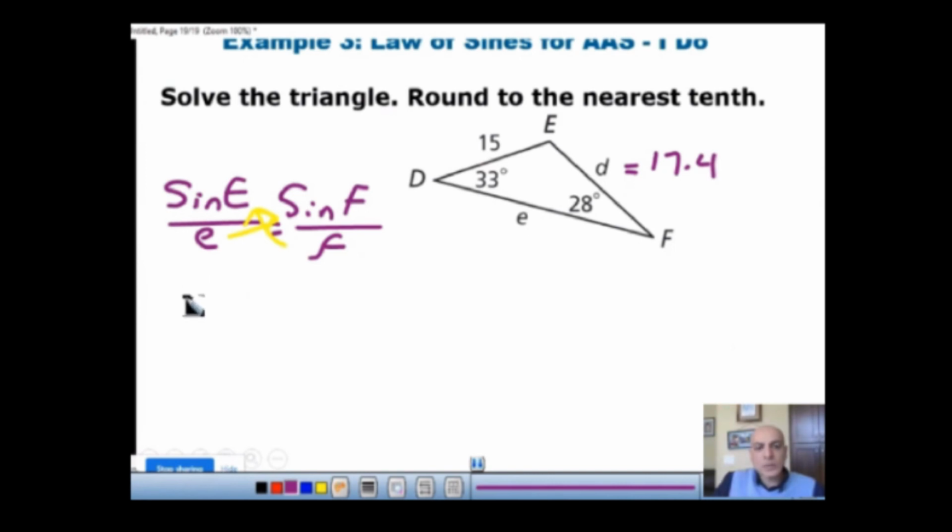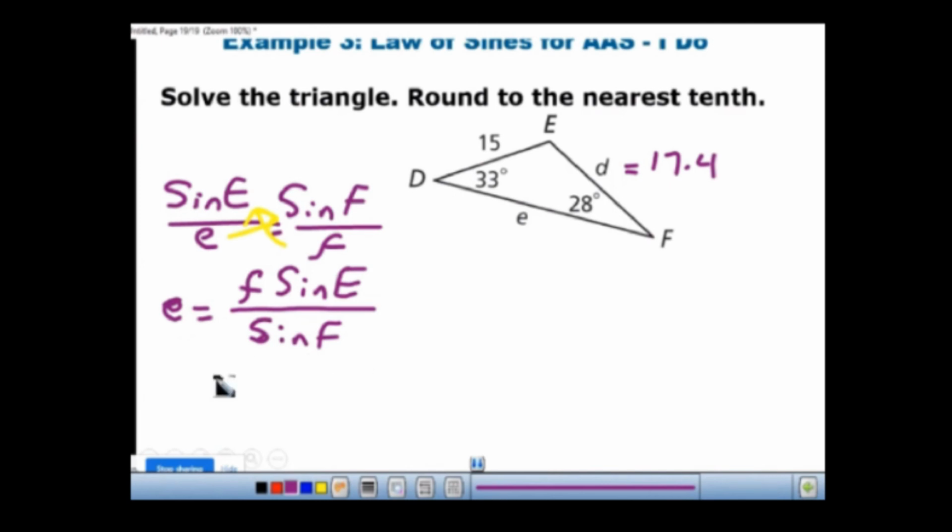So now we have e equals, there's a step I'm missing. There's a step here that you have to come up with, but you should end up with e equals little f times sine of E, divided by sine F. If you're not sure how I get this one, watch the video. Just the very previous slide should tell you exactly how we did the cross multiplying. Okay, so now f is 15.